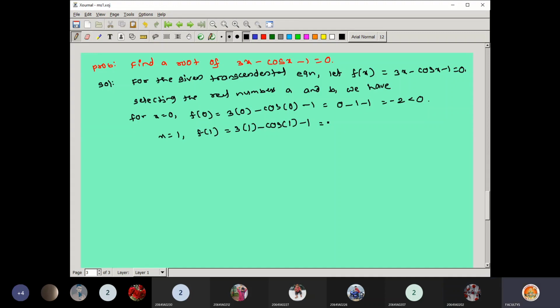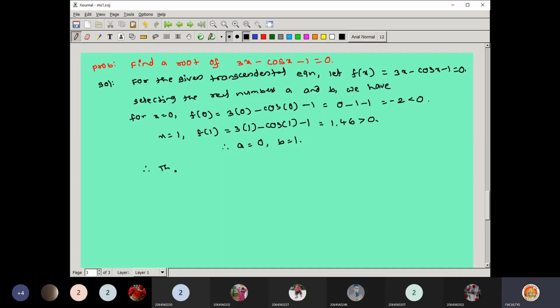Minus 1. So you are getting 1.46. Right, 1.46. This is greater than 0. So opposite signs are there. So better you can stop the process. A equal to 0 and B equal to 1.